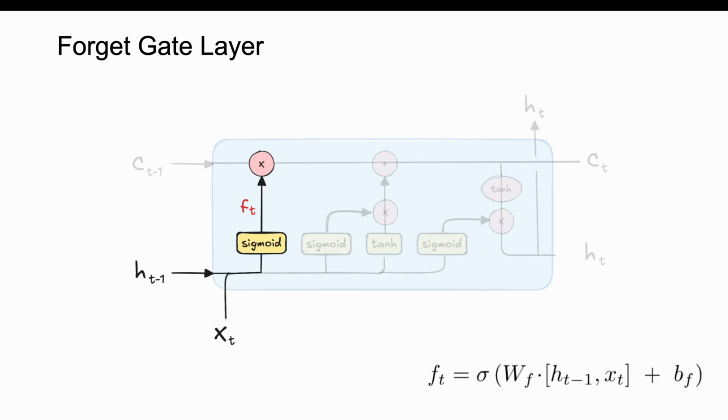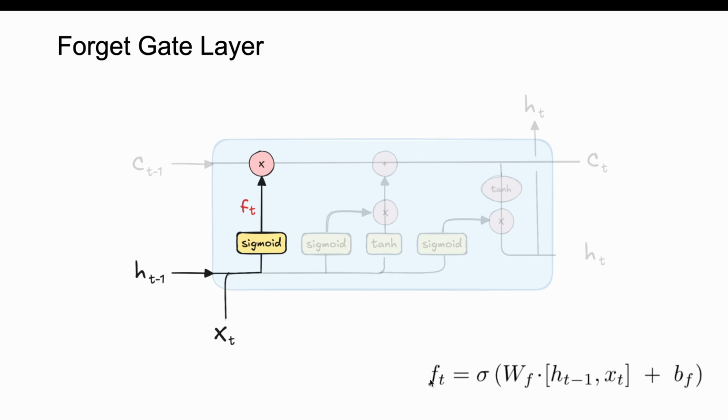The sigmoid layer will output values between 0 and 1 for each of the values of the cell state. If the value is near to 0 or 0, then that means we need to remove that information, or we need to forget that information. And if the value is 1 or near to 1, that means we need to keep that information. So that's how the forget gate layer operates. So let's look into the formula for the forget gate layer.